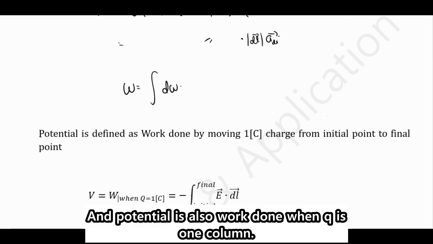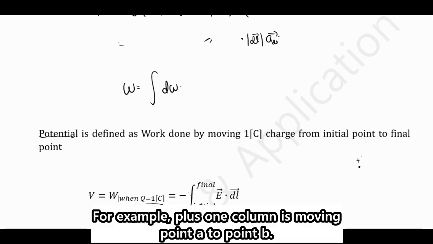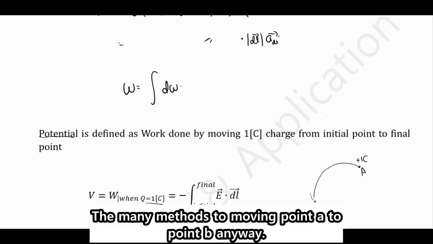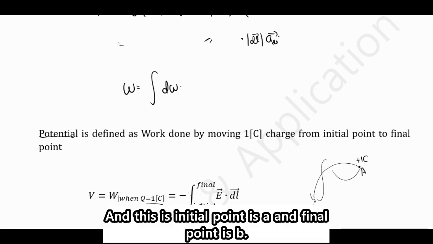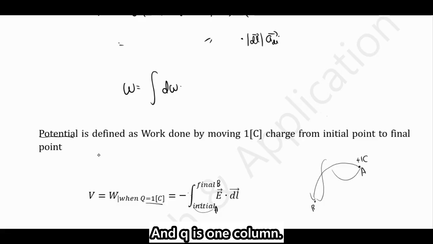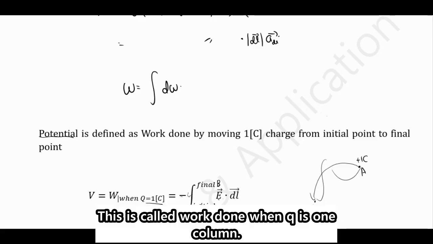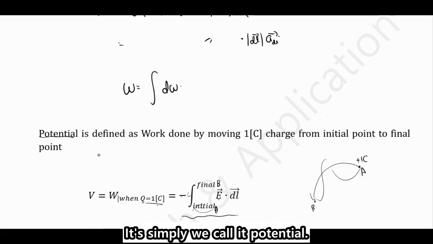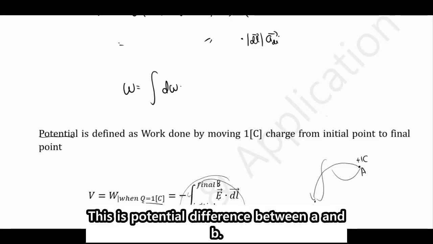And potential is also the work done when Q is 1 coulomb, so minus, initial and final. For example, plus 1 coulomb is moving from point A to point B. There are many methods of moving from point A to point B anyway. The initial point is A and the final point is B, and Q is 1 coulomb. So minus integral E vector dot dL vector. This is called work done when Q is 1 coulomb. We simply call it potential. This is the potential difference between A and B.